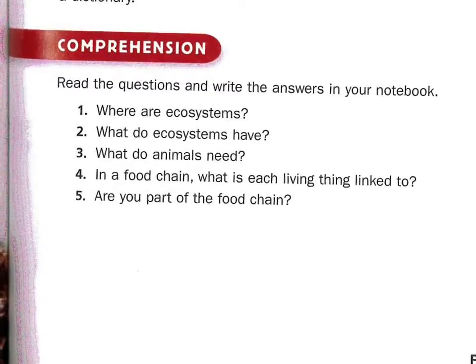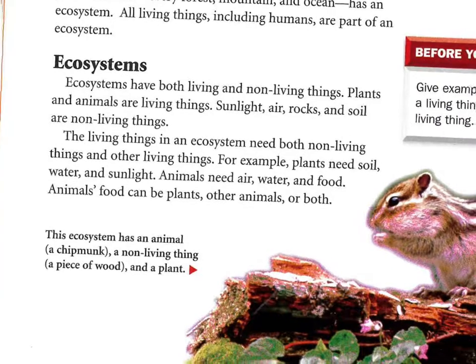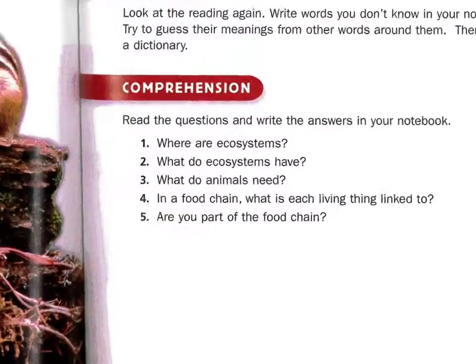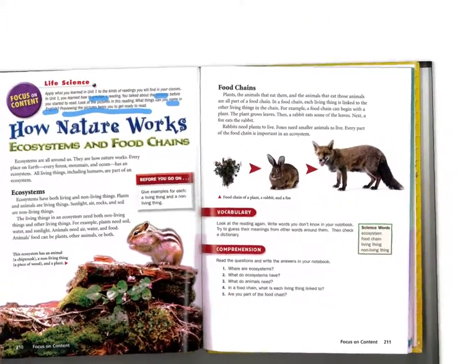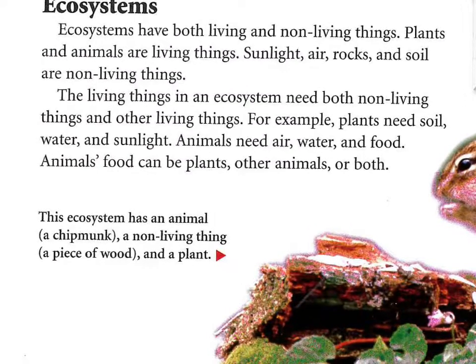What do ecosystems have? Ecosystems have both living and non-living things. Plants and animals are living things. Sunlight, air, rocks, and soil are non-living things. What do animals need? Animals need air, water, and food.